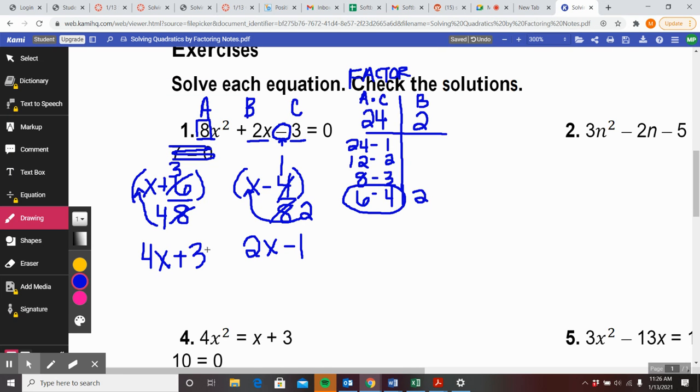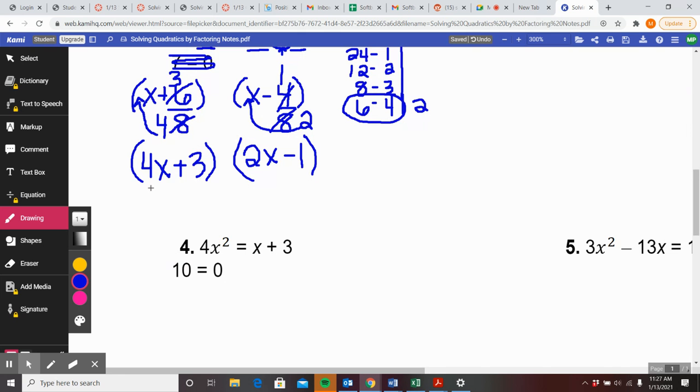Okay. So now we have our 2 parentheses, okay? And this is where it differs. So what you're going to do, and I'm going to move it over because I wrote too big, is you take this parenthesis and you set it equal to 0. So I'm going to write it a little bit smaller. 4x plus 3 equals 0. And then you take this parenthesis and you set it equal to 0. 2x minus 1 equals 0. So the point of solving is to find what values for x can go into that equation and make it work. That's what we're finding.